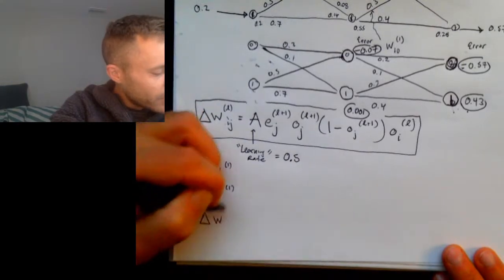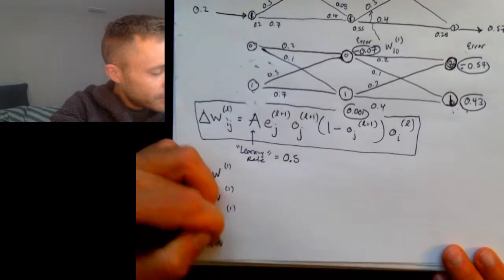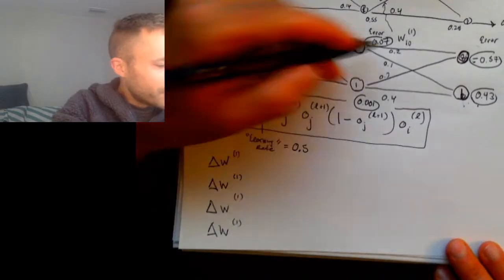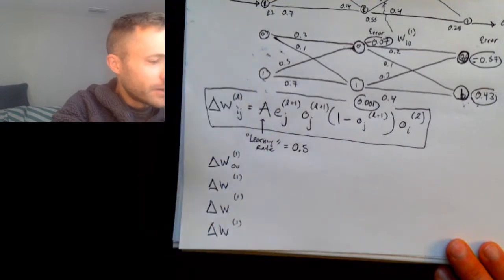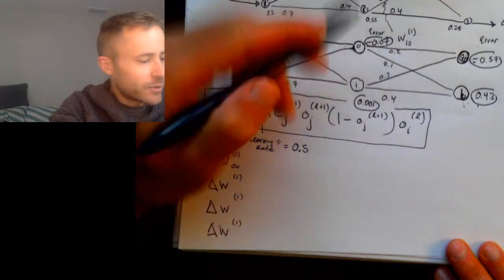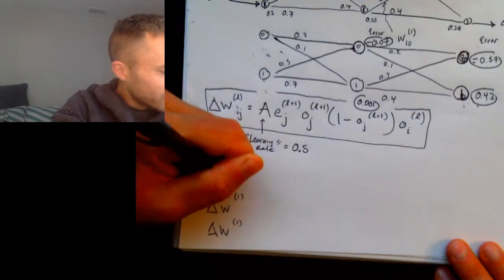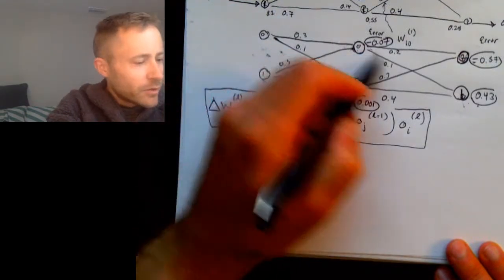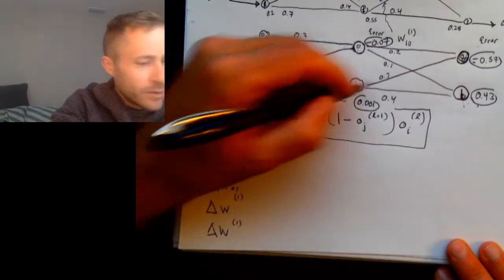So I've got 4 delta W's, and I've got the change in the link weight connecting 0 to 0. That would be this one right here, because that connects neuron 0 to neuron 0. The one that connects neuron 0 to neuron 1 would be this link weight right here. I have the one that connects neuron 1 to neuron 0.